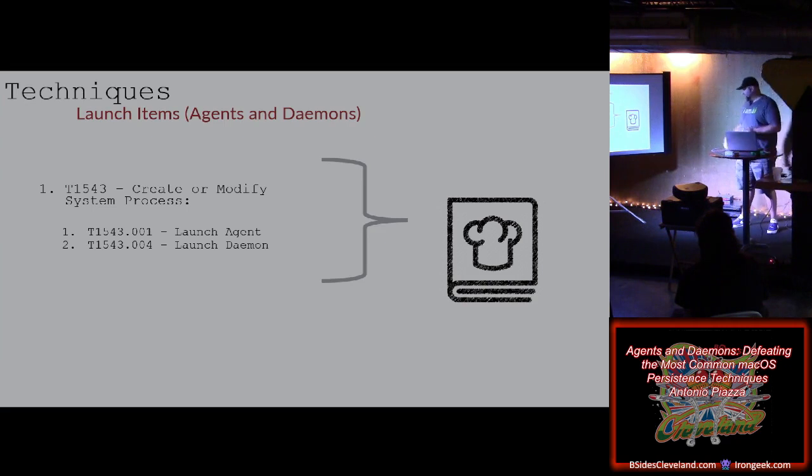As noted, launch items include both launch agents and launch daemons, and they're launched by launchd. /sbin/launchd is where you'll find the launchd daemon.